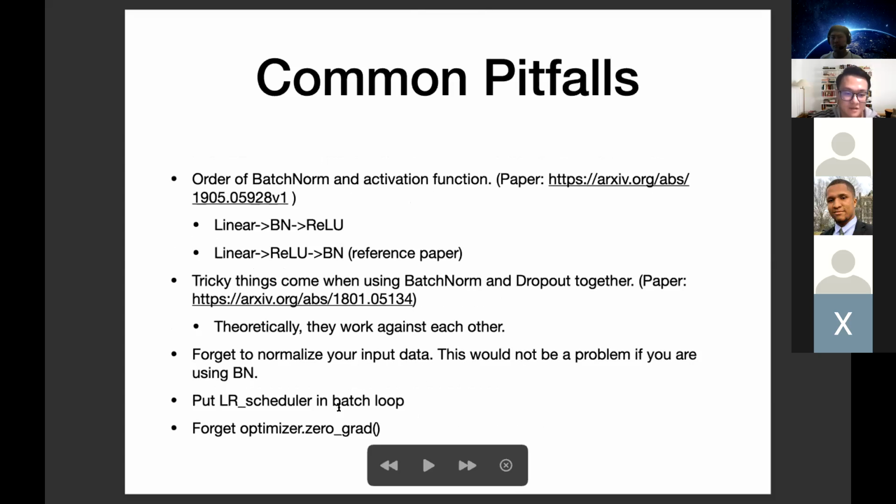There are also other common pitfalls, like batch norm. In the batch norm paper, it says they should use linear, ReLU, then batch norm. I mean, the order of the batch norm and activation functions actually matters. So you need to be careful about this one.